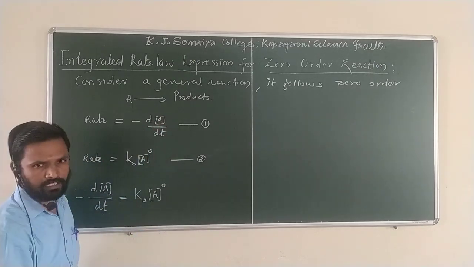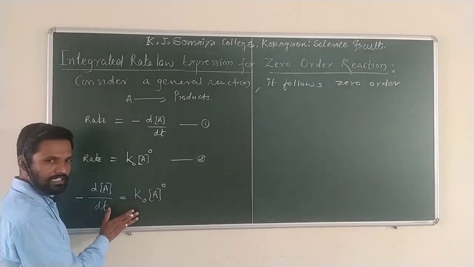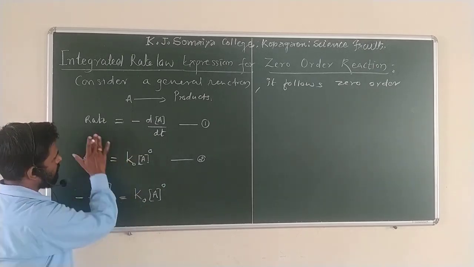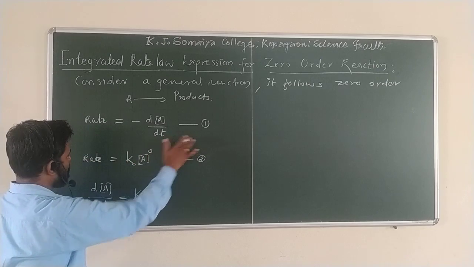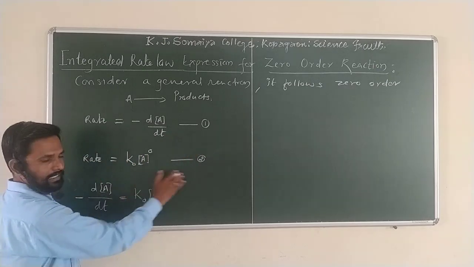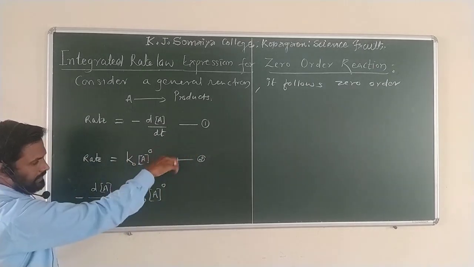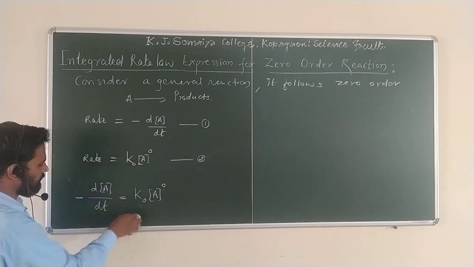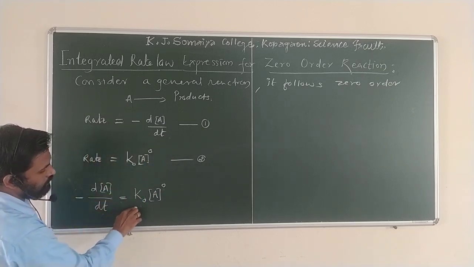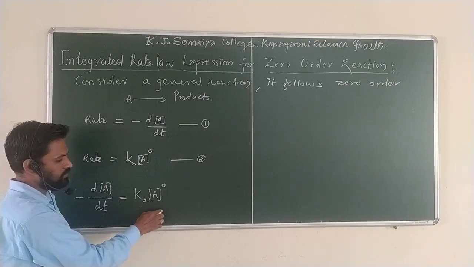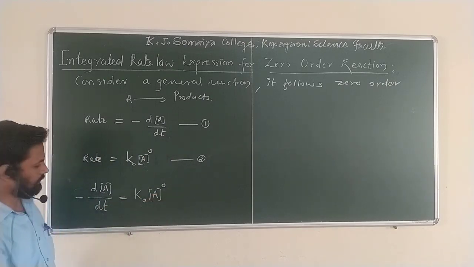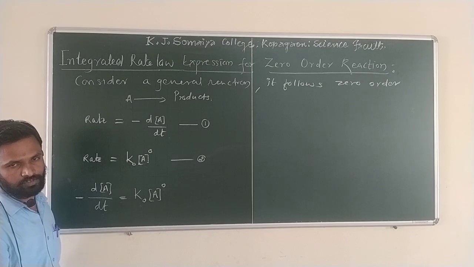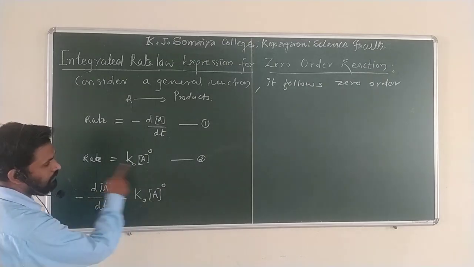Then the next part is the mathematical part. But here you have to understand how to write these equations. First is the rate of reaction in differential form. Second is the rate in rate law form. And after that we equate both, since both are the same. Rate is equal to this, rate is equal to this. So if I equate both, minus dA upon dt is equal to K0 into concentration of A to the power 0. Both are the same. This is very important.